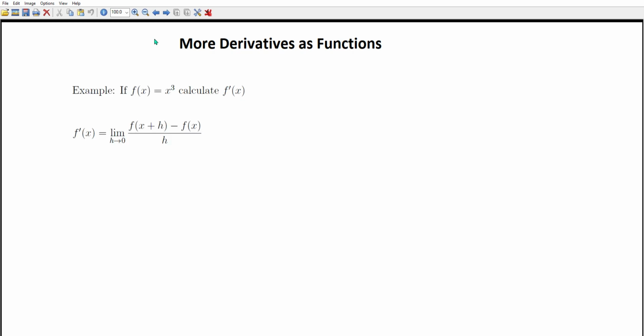Now let's look at specific functions, in particular power functions. So f of x is x cubed, and we're going to calculate f prime of x using our standard definition. F prime of x is the limit as h goes to 0 of f of x plus h minus f of x over h, which becomes x plus h cubed minus x cubed over h. Now what we do is expand x plus h cubed. This is the formula for the cube of a binomial.